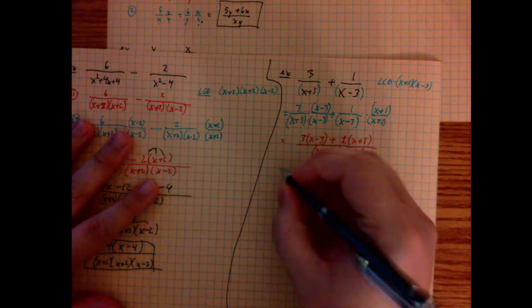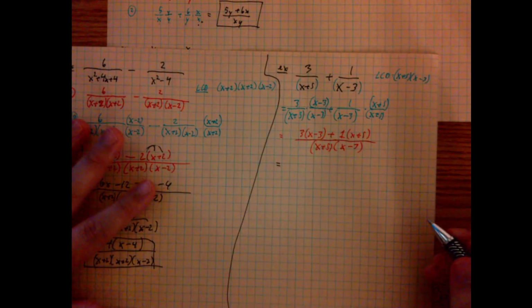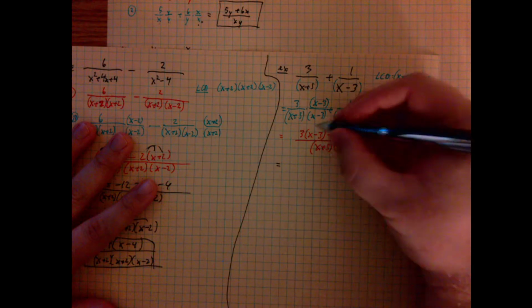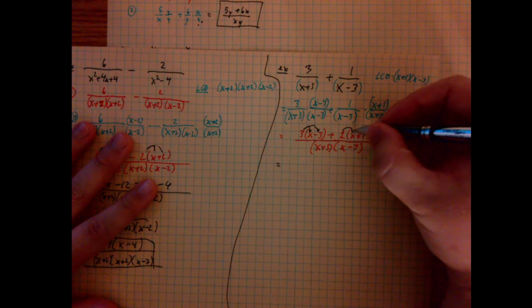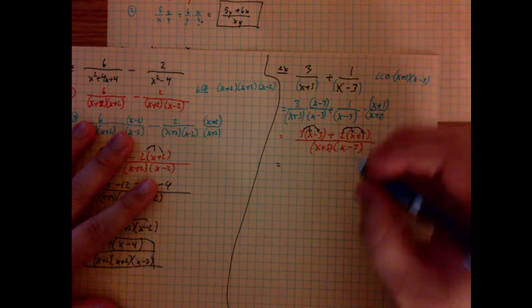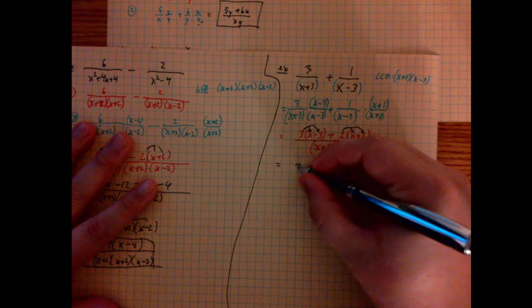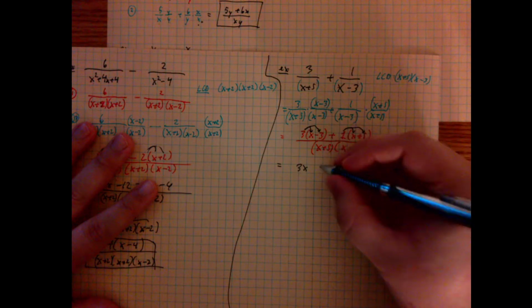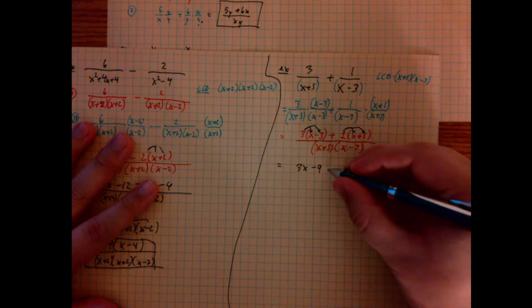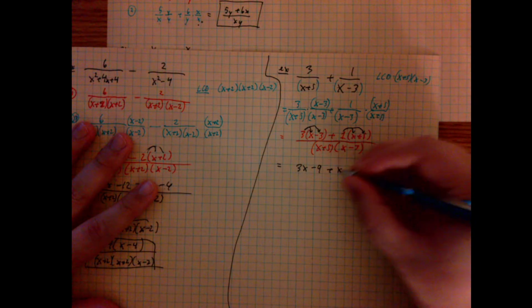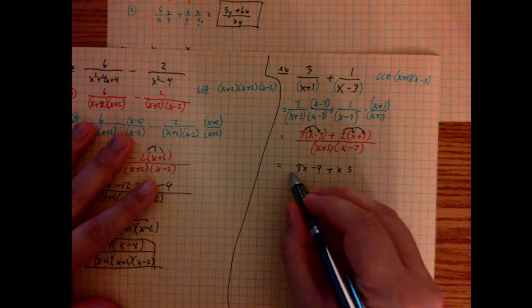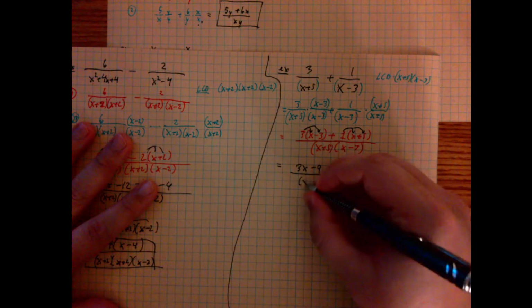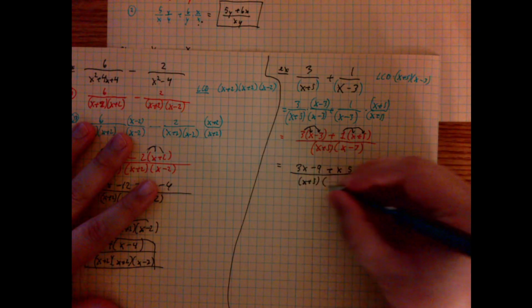Last step, I want to simplify what I can, and then see if I need to cancel anything. So I distribute the 3. 3 times x, 3 times negative 3, 1 times 5, 1 times x. So 3 times x would be 3x. 3 times negative 3 would be negative 9, plus 1 times x would be x. 1 times 5 would be 5, all over x plus 5 times x minus 3.